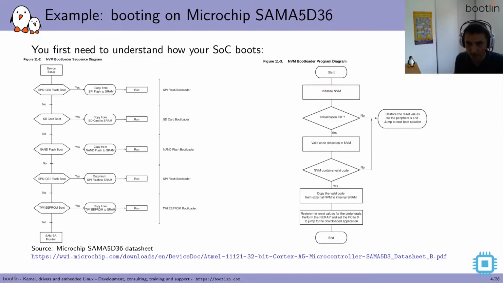Here is a diagram from the datasheet for the CPU. It explains the various strategies for booting. The first thing the CPU will try to do is find some first stage bootloader, some bootstrap code from SPI flash, copy it to SRAM, the static RAM of the CPU, and try to run it. If it doesn't work, it will try the SD card, otherwise NAND flash, otherwise another SPI flash, and then an EEPROM. So that's the global strategy.